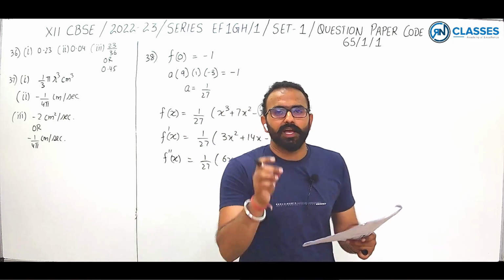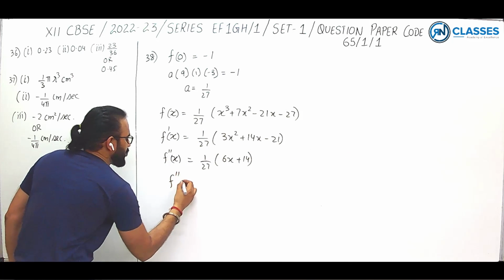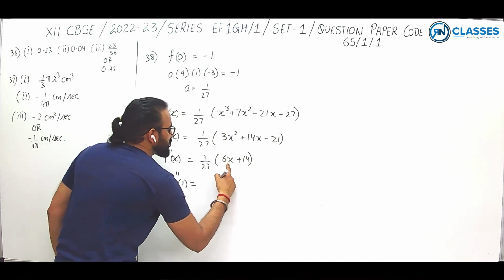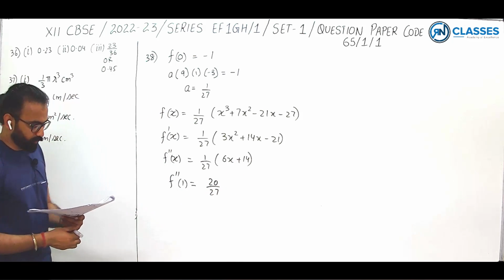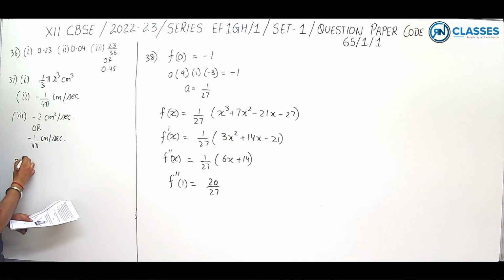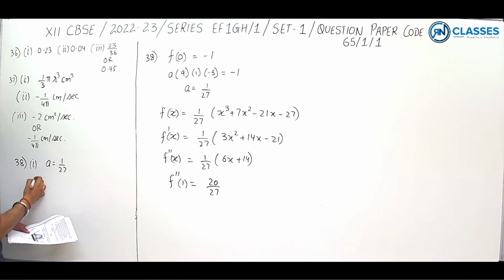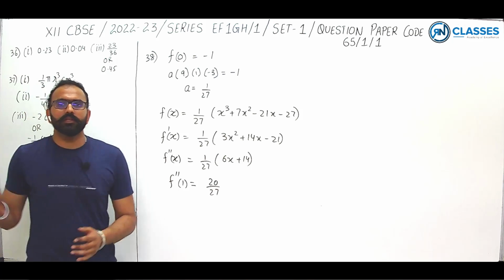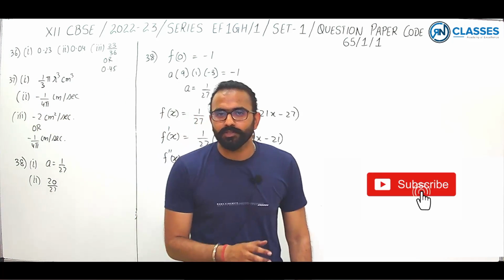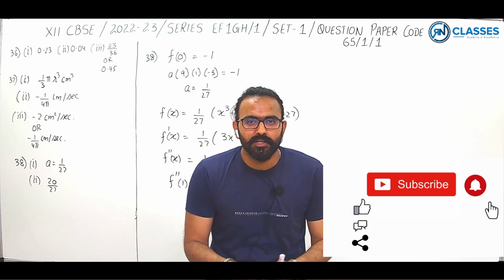Now finally we have to find f double dash x at x equals 1. So as soon as we put x as 1, f double dash 1 turns out to be (6 plus 14)/27, which is 20/27. So finally, for the 38th question, the first part's answer is the value of a as 1/27 and the second part's answer is 20/27.